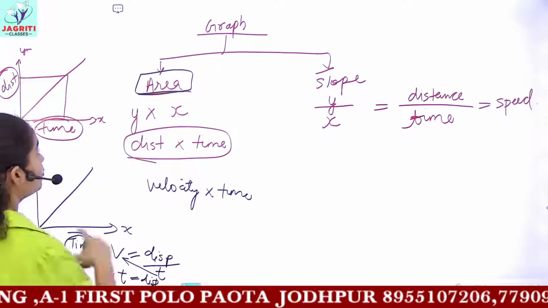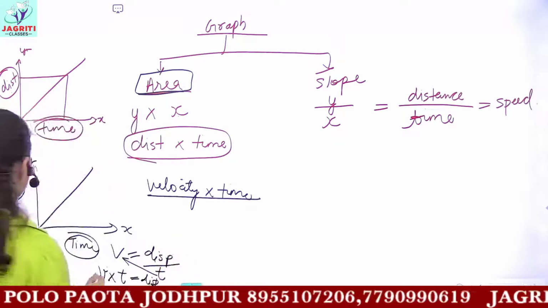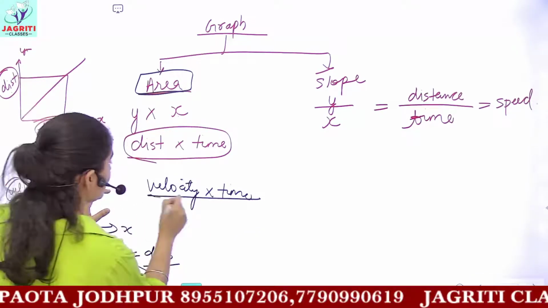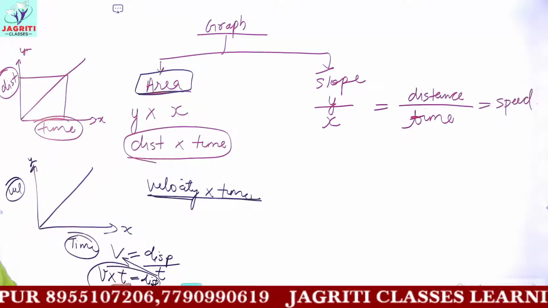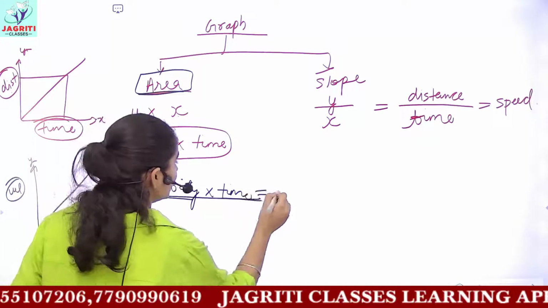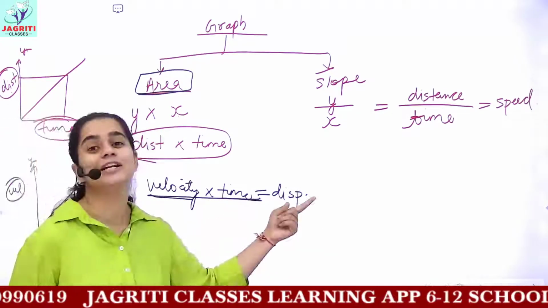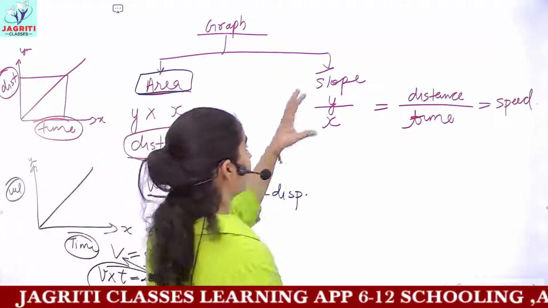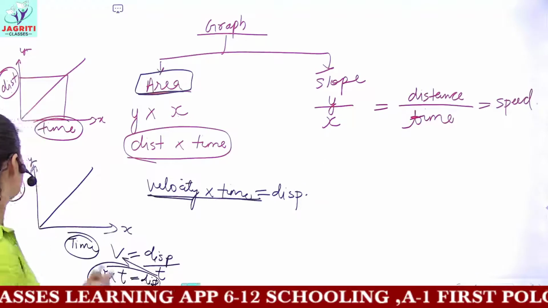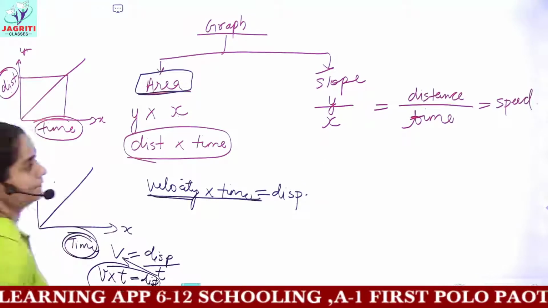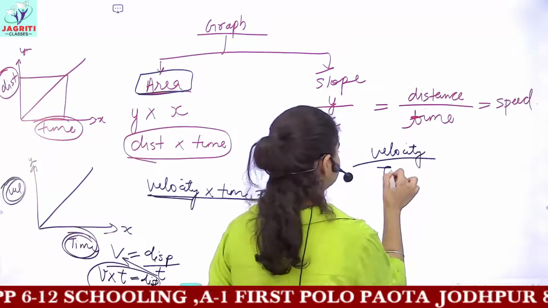So remember, if you find the area of velocity time graph, area is y coordinate into x coordinate, that is velocity into time, then velocity into time gives you the value of displacement actually. So if you find the area of velocity time graph, you can get the values of displacement. And if you are required to find the slope, then the slope would be y upon x, which is velocity upon time. So the slope would be velocity upon time.